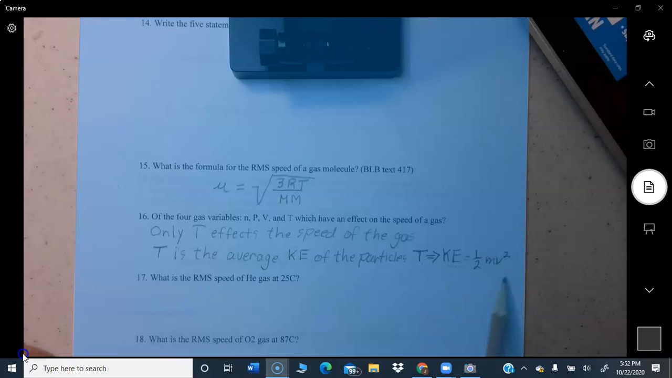If you look over on this side of the equation, the mass of the gas particle can't change. The only thing that can change if KE goes up is V. That's the speed of the particle. If T goes down, KE goes down. Again, the only thing on this side that can change is the velocity. That means the velocity must go down. So the only thing that can have an effect on the speed of the particle is the temperature.